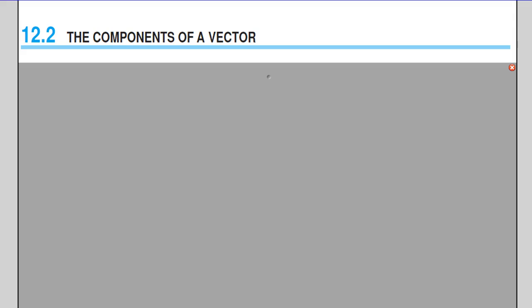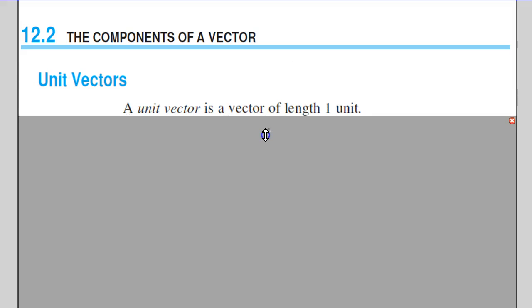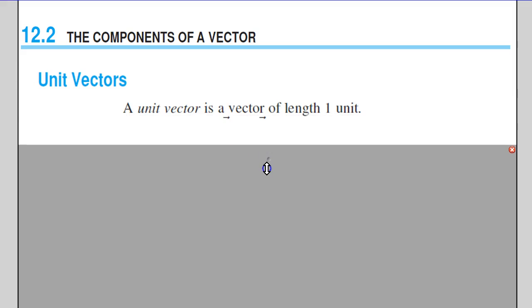Okay, we're almost finished. 12.2 talks about the components of a vector, and this is a little bit different. A unit vector is a vector of length 1.